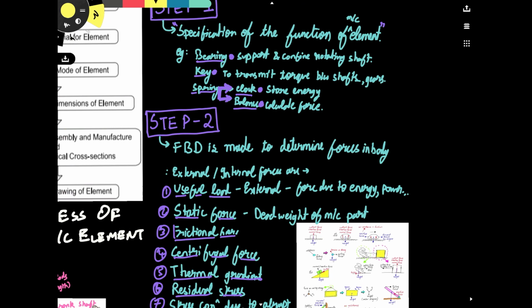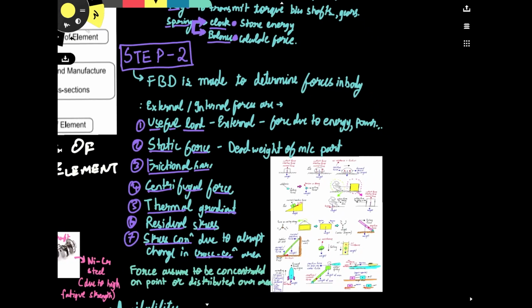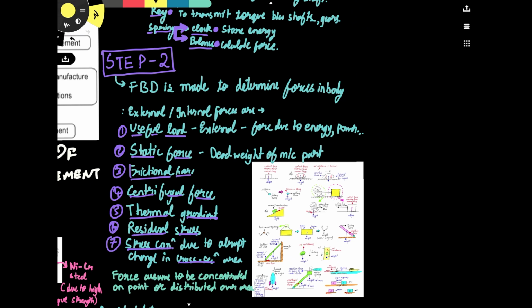First we need to know what we actually have to design. After that we draw the FBD. You all might already know what an FBD is. FBD is free body diagram. A professor of mine gave a very simple definition for this: free the body, draw the diagram. How is that possible?